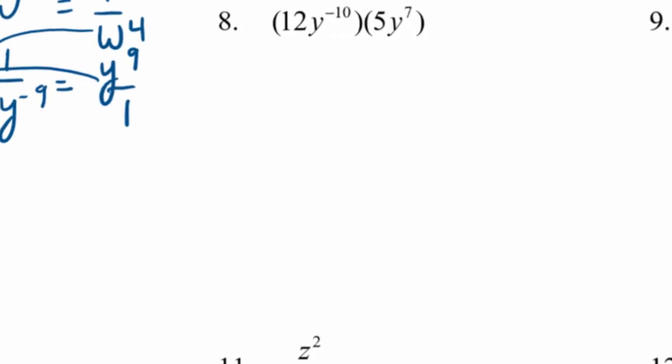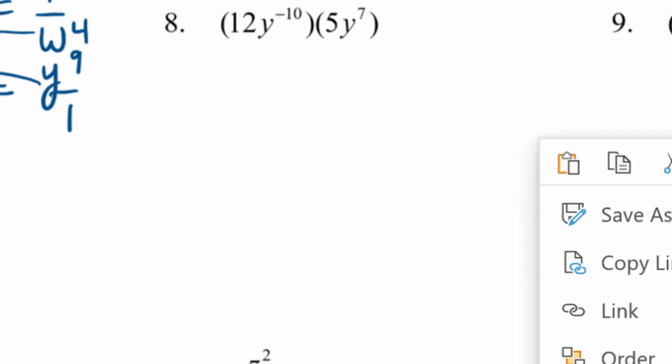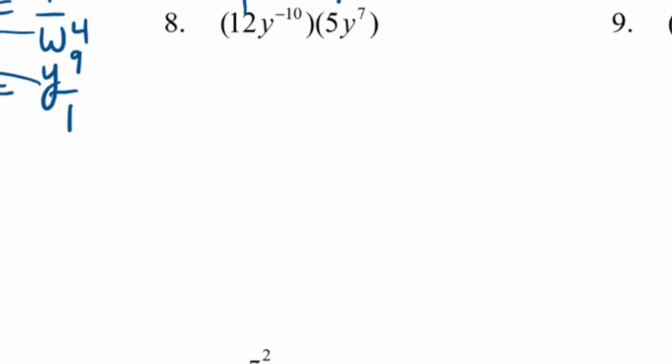Number 8, I want you to see something. That 12 and that 5, those are coefficients. Go ahead and just multiply those the way you know how. So that will be 60, won't it? So we have 60, but then look at what we've got. Let me write it in. We have y to the negative 10th times y to the 7th. Those have the same base, don't they? And we're multiplying them together. So we could use the product rule.